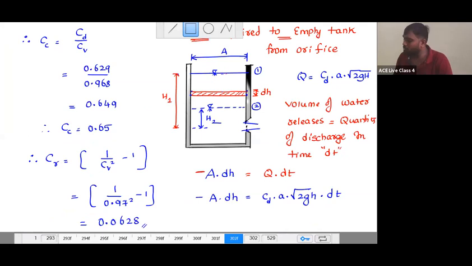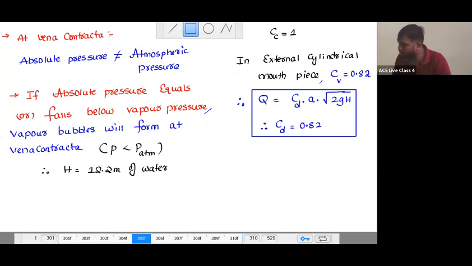So when I keep the mouthpiece, the CD value is going to be more. So that's about the external cylindrical mouthpiece you need to know. So when does the absolute pressure equal or fall below the vapor pressure? When the H is going to be 12.2 meters of water, and if the head is more than that, then it is going to be safe.